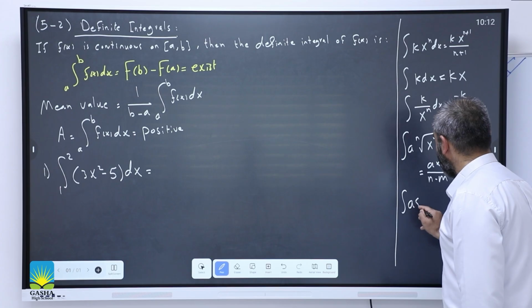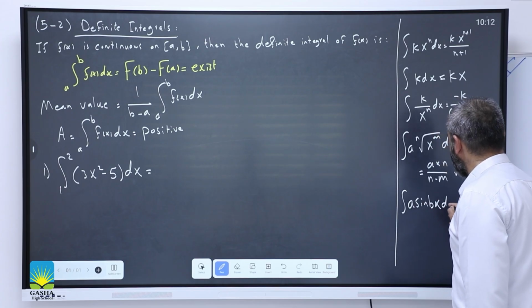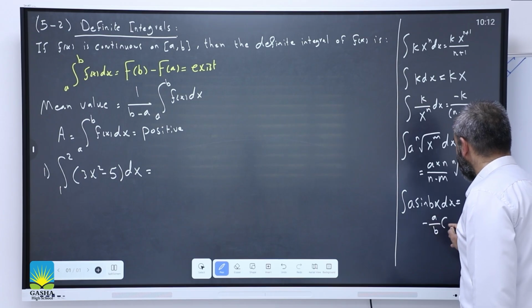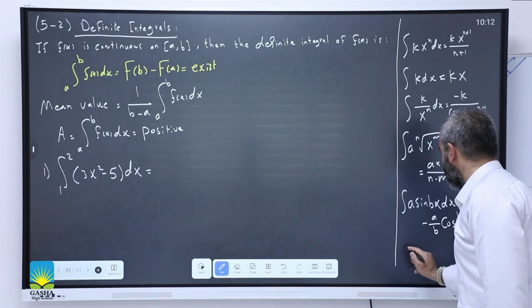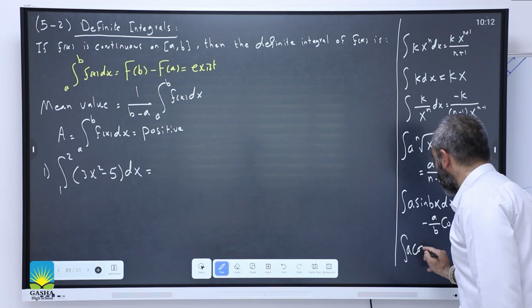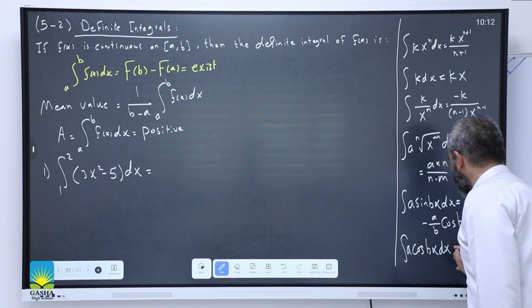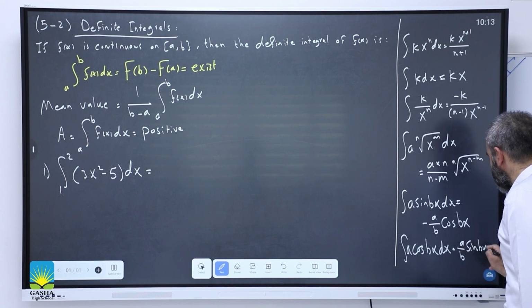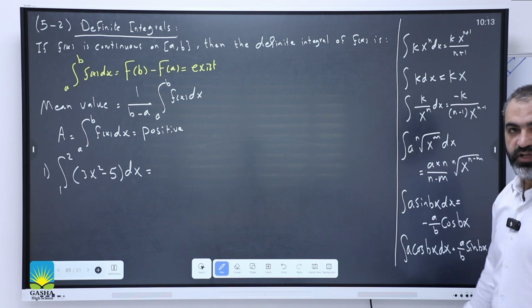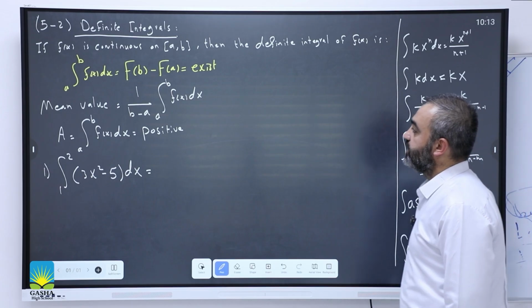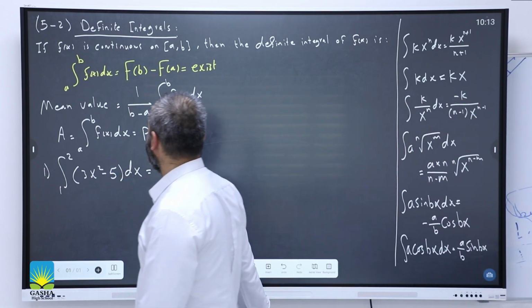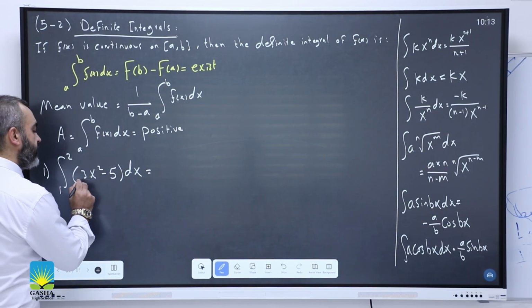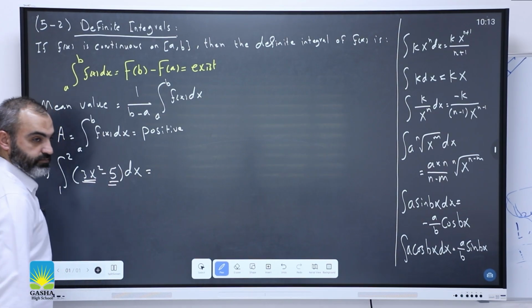The integral of a sine bx dx equals negative a over b cosine bx. The integral of a cosine bx dx equals a over b sine bx. So all of them are the formulas of the indefinite integral. We have an example here of how to integrate this term and this term.